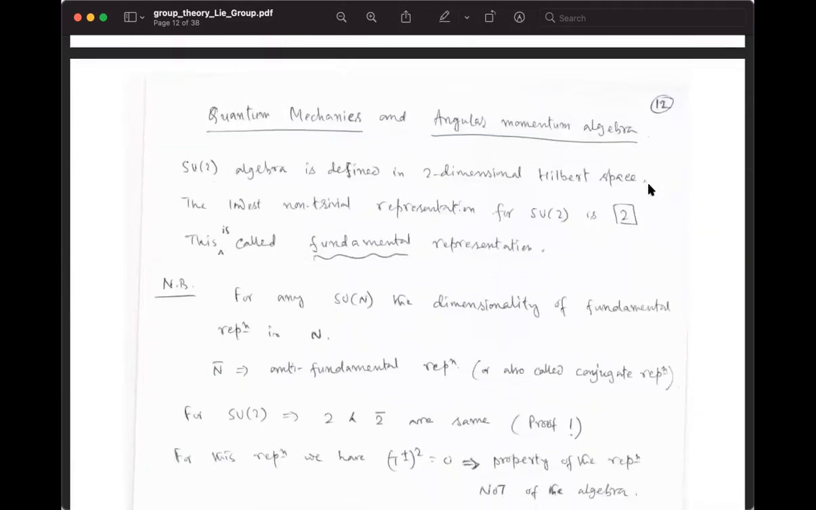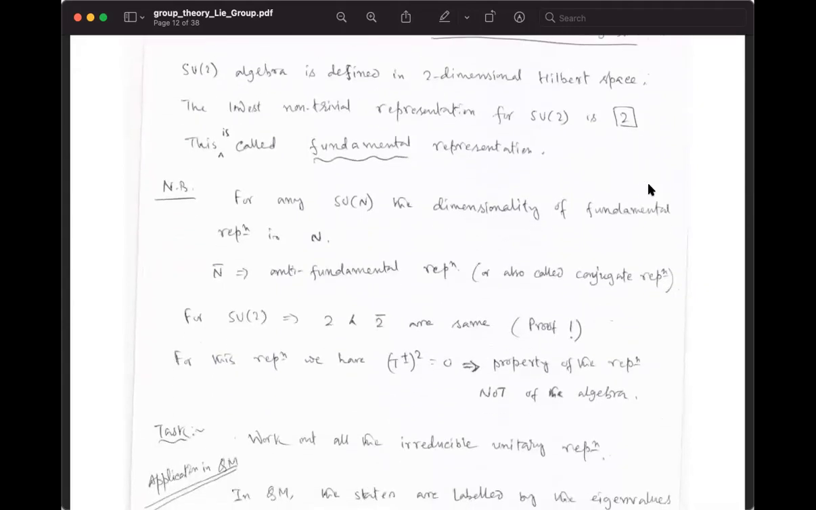Okay, so now let's put some deeper focus on quantum mechanics and the angular momentum algebra. So the SU2 algebra is defined in a two-dimensional Hilbert space. The lowest dimensional non-trivial representation of SU2 is 2, and this is also called the fundamental representation. In the generic sense, we talk more about the fundamental representation when we talk about SU(N) in general, when we talk about the characters and all those things. But keeping aside all those details, we can still learn a few aspects. For any SU(N), the dimension of the fundamental representation is N. N bar is the anti-fundamental representation, also called the conjugate representation.